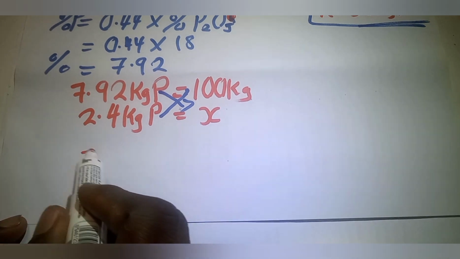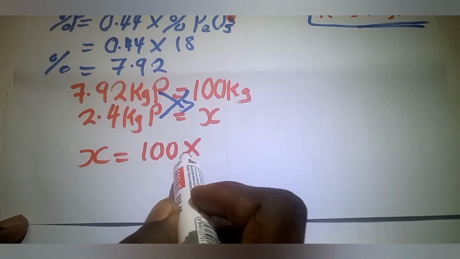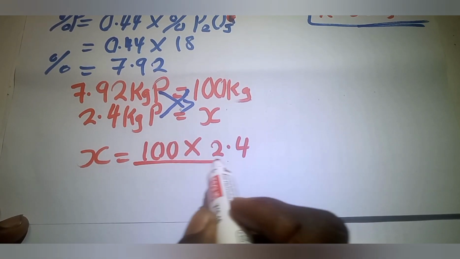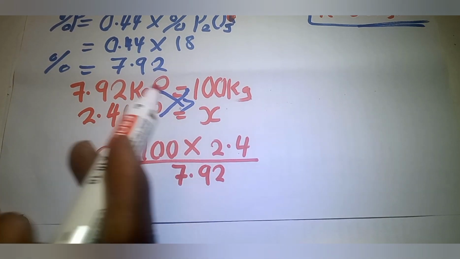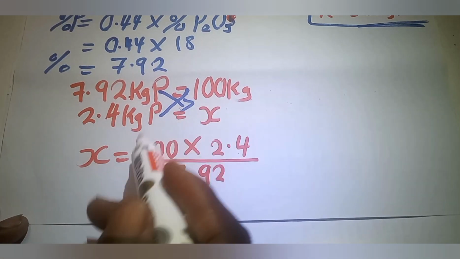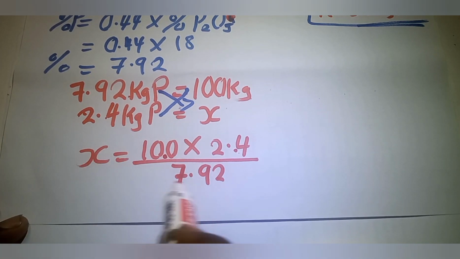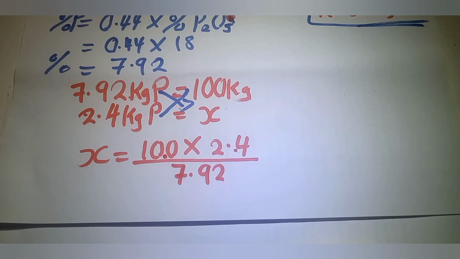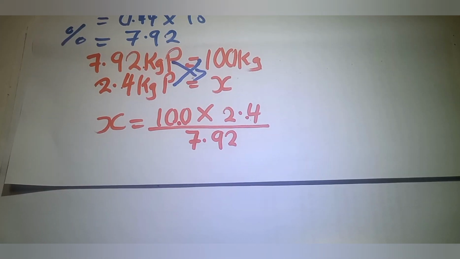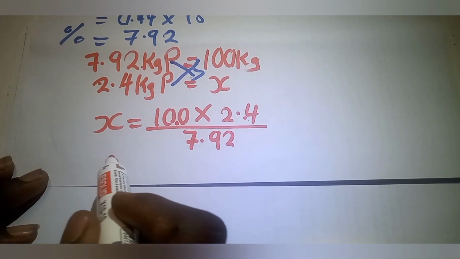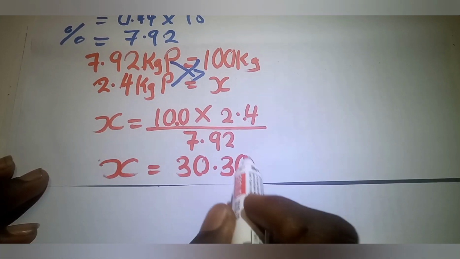So I'm going to have X equals 100 multiplied by 2.4 divided by 7.92. If you cross multiply, this multiplies this, and this multiplies this, giving 7.92X. I'm dividing both sides by 7.92, resulting in this. So now calculate the value of X. If you punch your calculator, the value of X is 30.30. X is equal to 30.30.